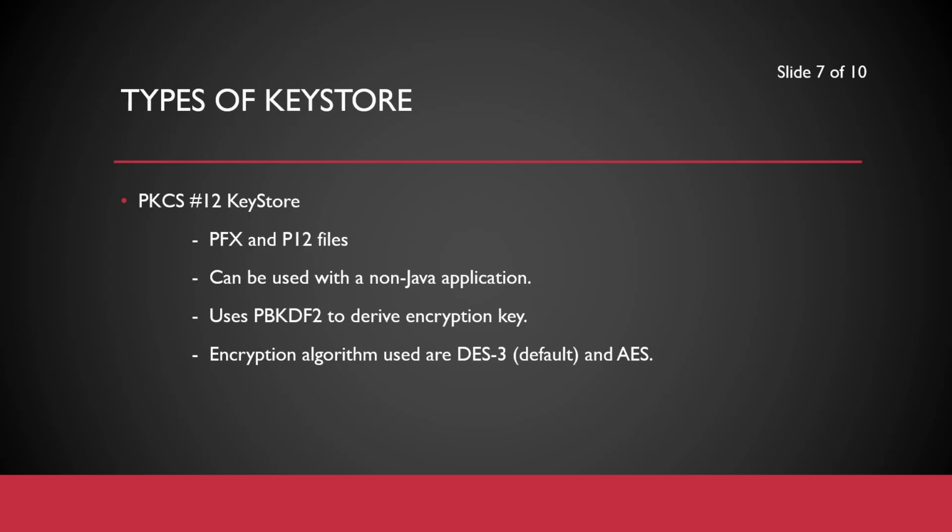The encryption method used by a PFX file or a PKCS12 format KeyStore is generated using the PBKDF2, or password-based key derivation function 2, mechanism. PKCS12 may use DES3 or AES algorithm for encryption depending on how you create them. PKCS12 provides stronger security compared to JKS and JCEKS, and that is one reason why newer versions of Java, such as Java 11, recommend using a PKCS12 KeyStore instead of JKS or JCEKS.